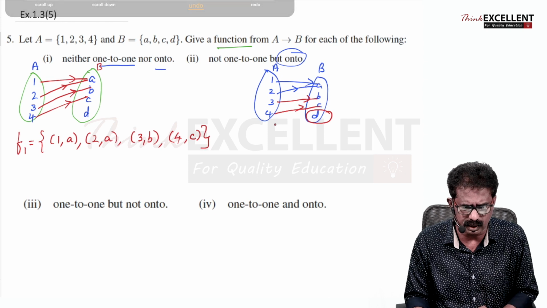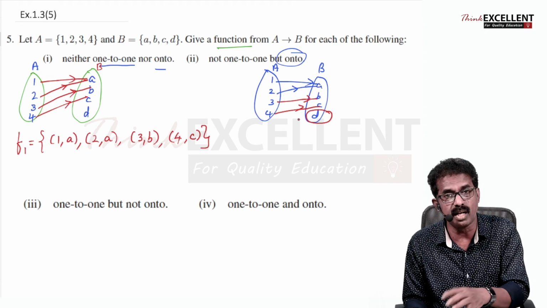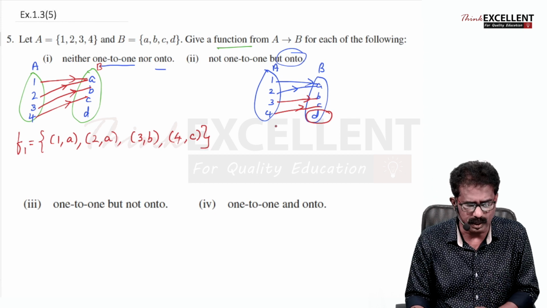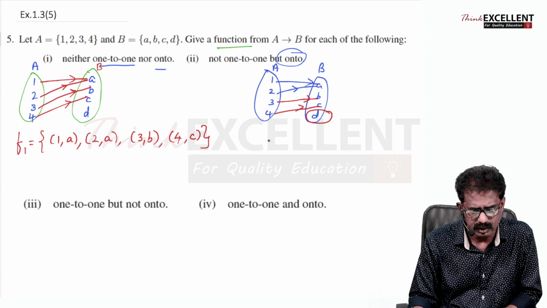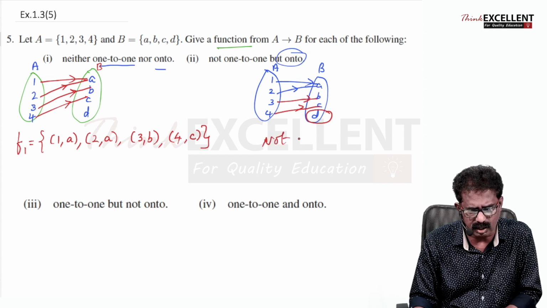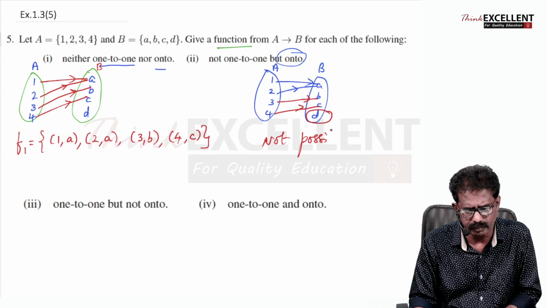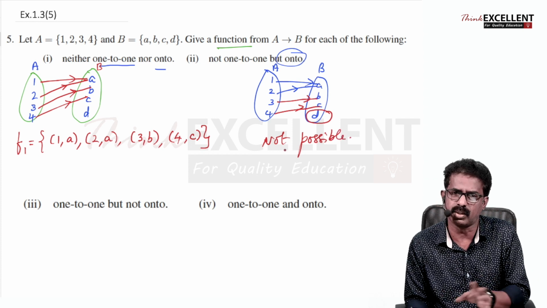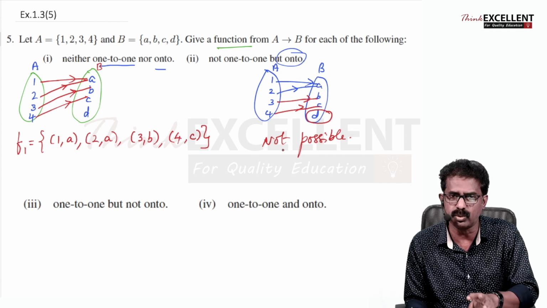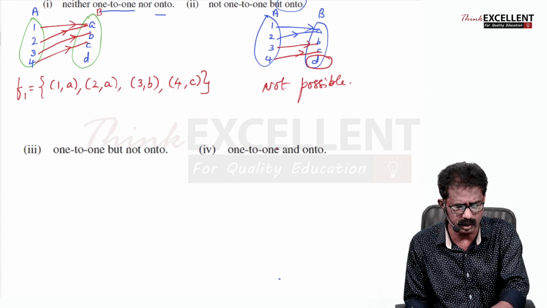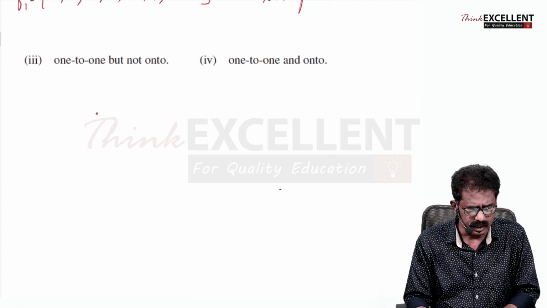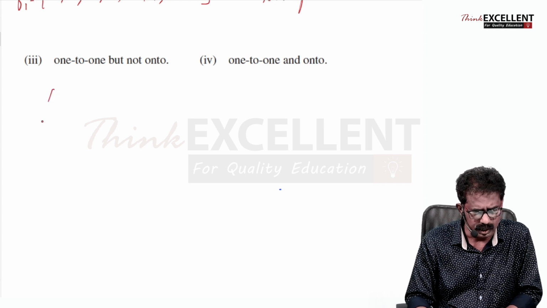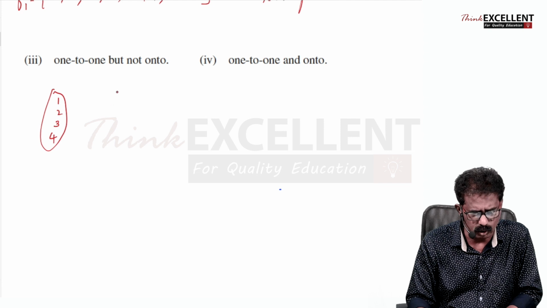But it is not there. And that d is there. If d is not there, it is not onto. But here you cannot frame it. So for the second one, your answer is not possible. They asked to form a function that is not 1-1 but onto, so it cannot be onto also. For the next one, same thing, we take 1, 2, 3, 4 as the domain and the codomain is a, b, c, d.